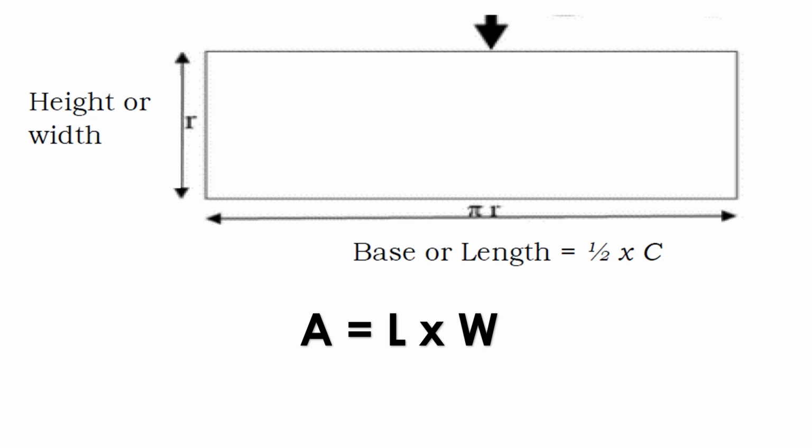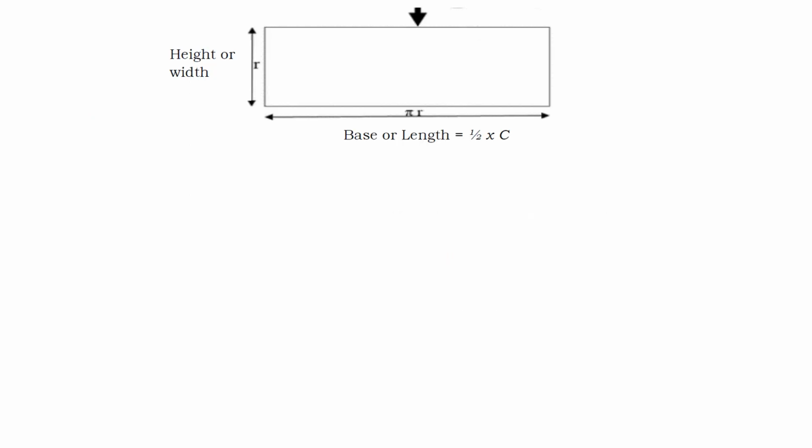Because the other half is on the top part of the rectangle. Okay, now let us derive the formula in finding the area of a circle. So A is equal to 1/2 times c times r. Okay, so where did we get that? 1/2 of c, this is the base or the length, times r, which is the height or the width.